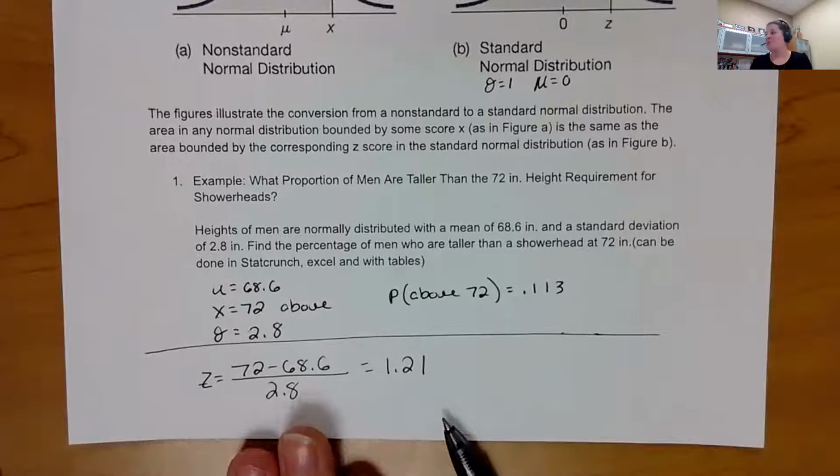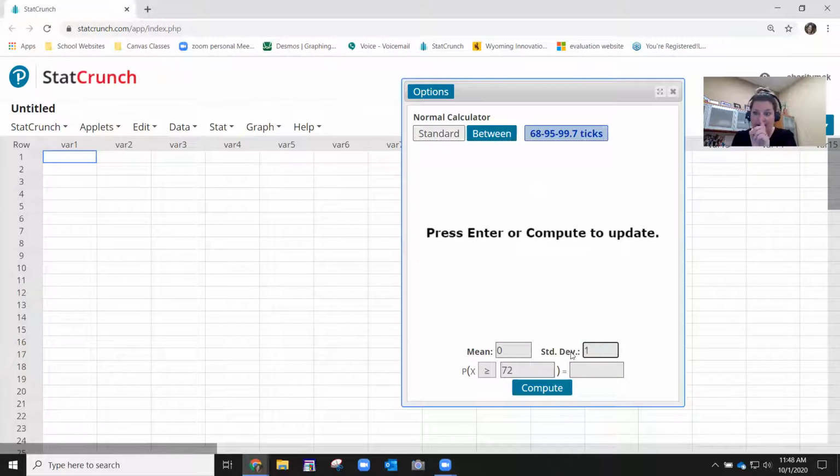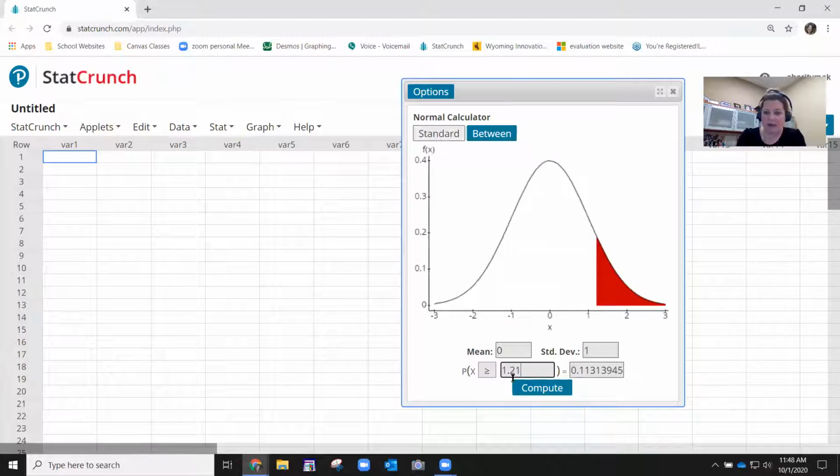Okay, so 1.21. Then what I can do is go back into StatCrunch, and in here I would have our 0 and our 1. We're standardizing it. Then you ask for greater than 1.21, and what do you get? Same answer. So we would have to standardize things and find the z-score for our value for a lot of formulas, in the olden days, should I say it that way. But for us, really, it doesn't matter which one.